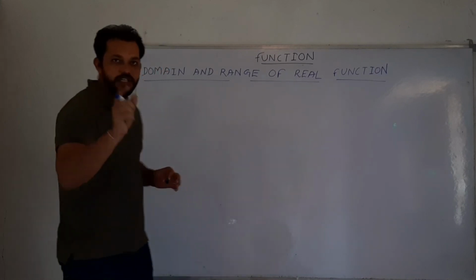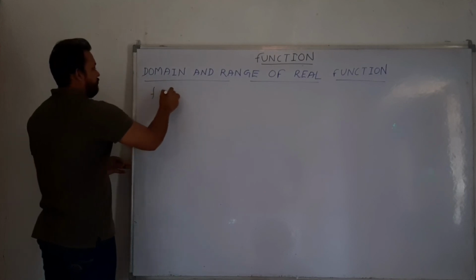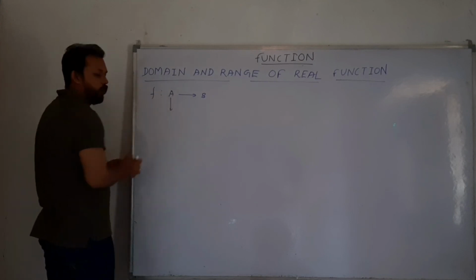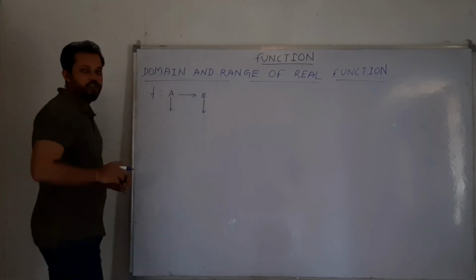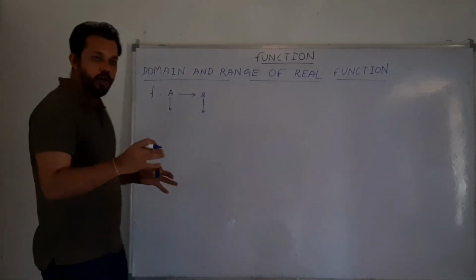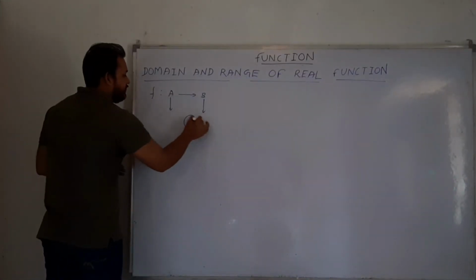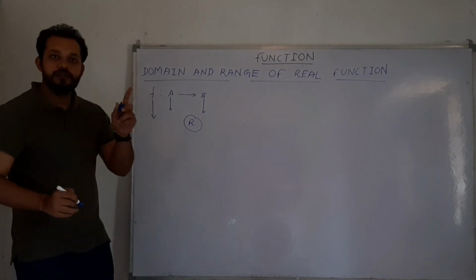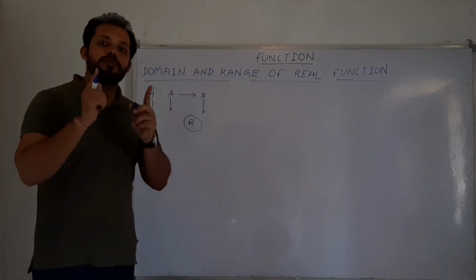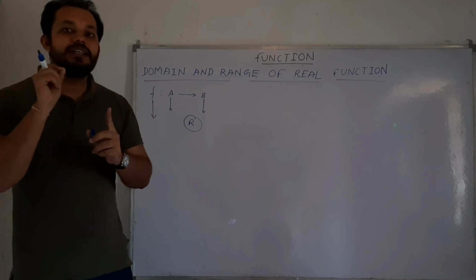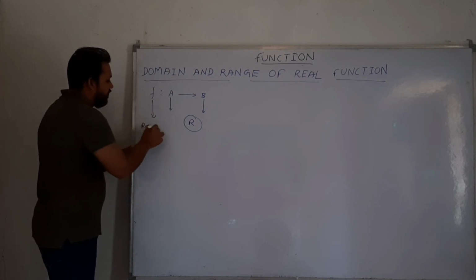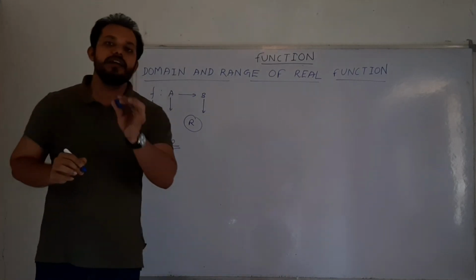A real function can be defined as a function where the domain and codomain of the function are subsets of real numbers. That means if we have a function f which is defined from set A to set B, and A, the domain of the function, and B, the range of the function, both are subsets of real numbers R, then only we can call the function f a real function. So it is called a real function.